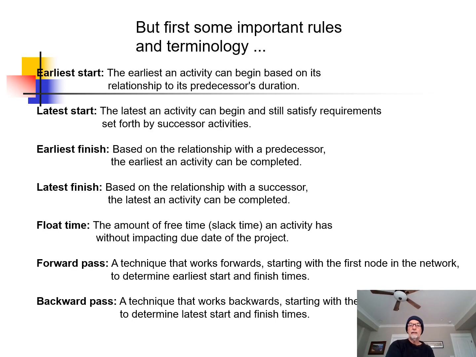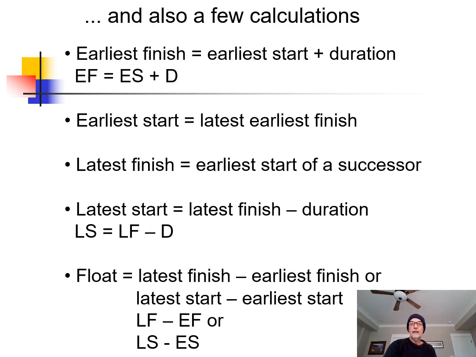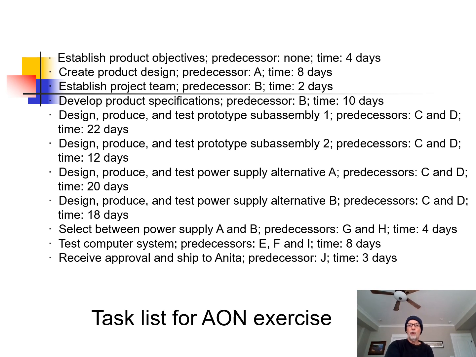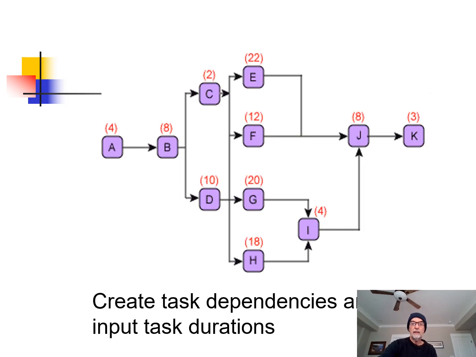And here's some terminology that you need to know. I'm not going to go through this right now because this is something that you can read about later, but it is essential to use the network diagram method. And then there are some calculations that you can use to come up with those different definitions. What we have here is an exercise with some predecessor relationships, and also some durations. That's what I used to create the diagram.